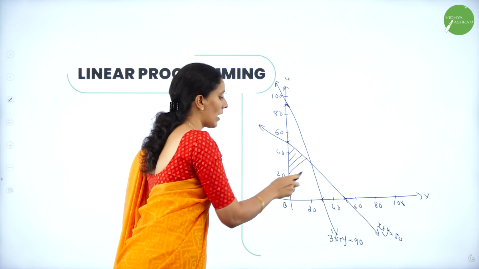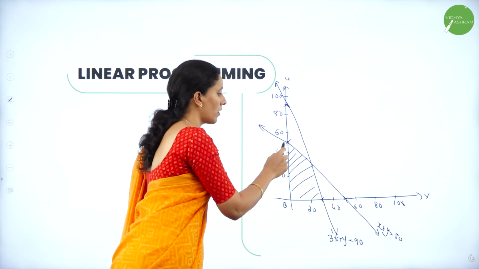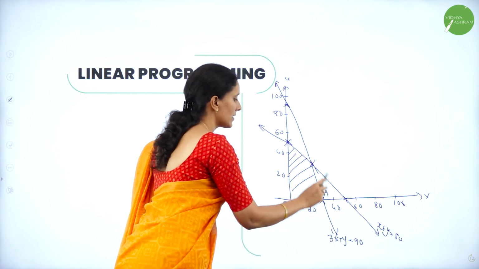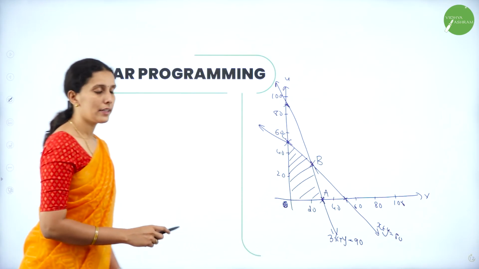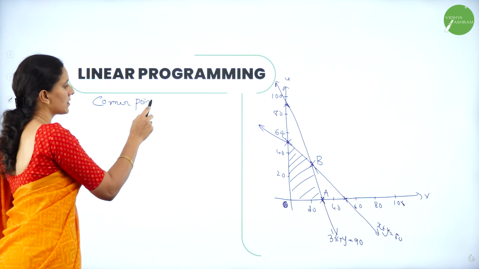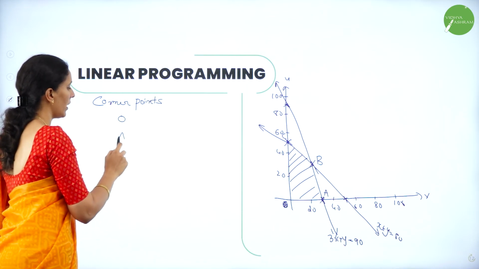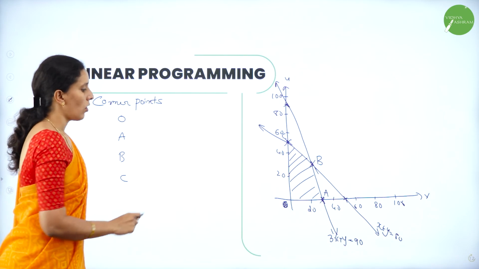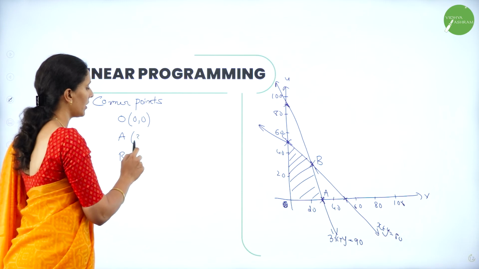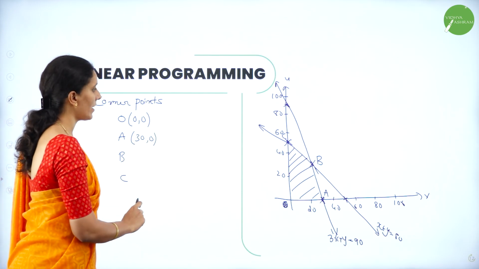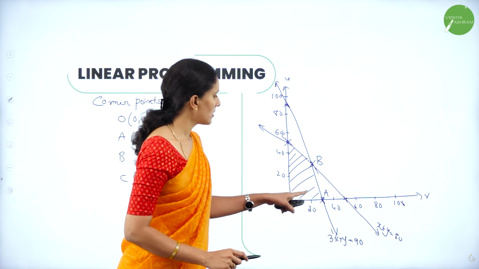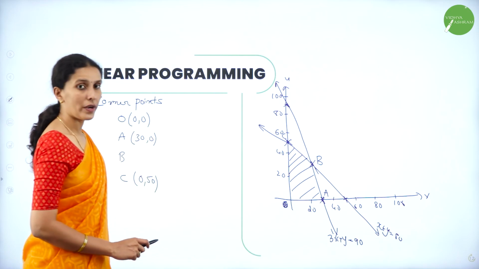This quadrilateral. So mark the corner points here. So this is obviously O. Let me take it as A, B, C. Write it in a table, that is corner points. Corner points are O, A, B, C. So origin is nothing but 0, 0. A is actually 30, 0. Let's find B. Write C. C is 0, 50. B is almost 20 comma 30.